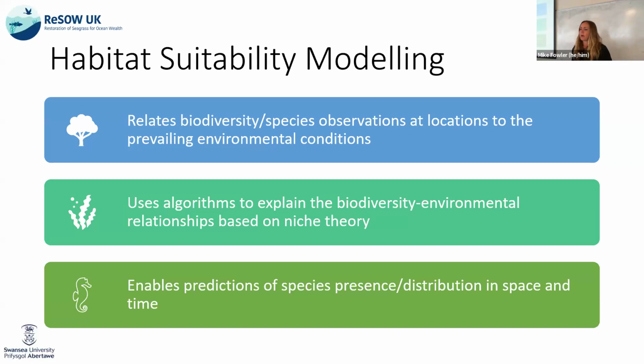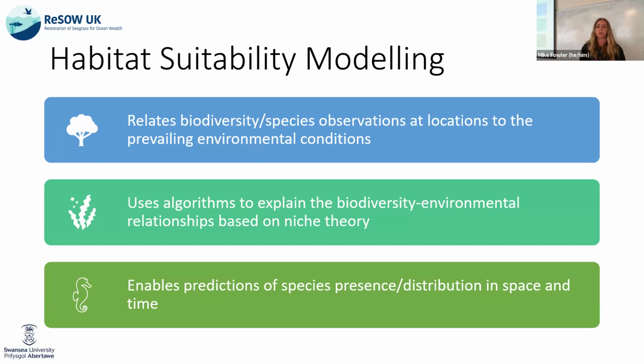So for those of you that don't know what habitat suitability modelling is, it is a method of relating biodiversity or species and observations of where they are found at the moment to prevailing environmental conditions. So looking at what the environmental conditions are of where species actually occur. We then use mathematical algorithms in order to explain those links between where the organism is found and the environmental variables which explain where it is. And this is all based on niche theory.